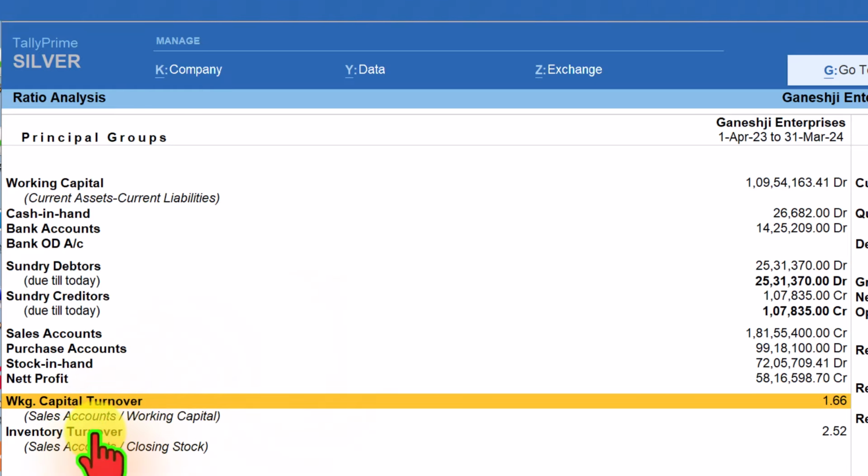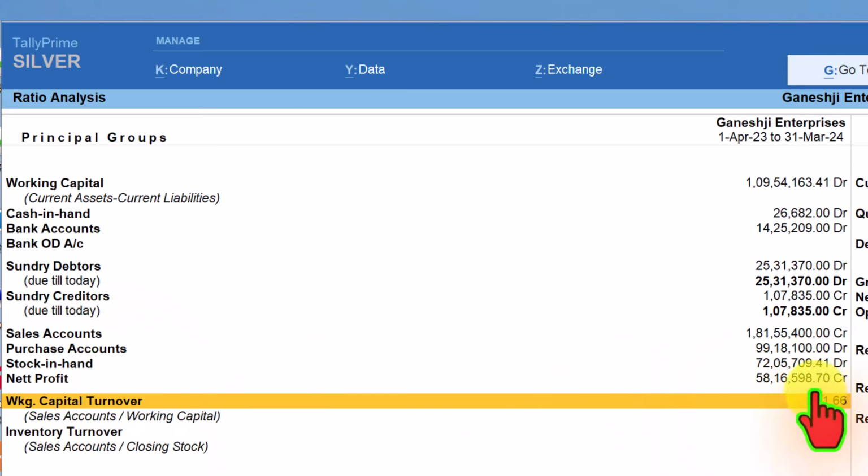So similarly, inventory turnover, again you will see sales account divided by closing stock. So with the available closing stock, that is 72 lakh 5,000, this is the same explanation that I had given here. So with the available stock of 72 lakh in the company, they are able to sell, collect money, procure and sell, which is 2.52 times of the closing stock that they are able to make the turnover.